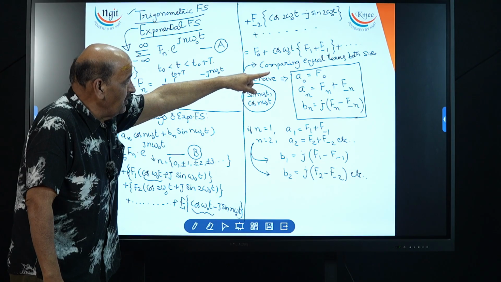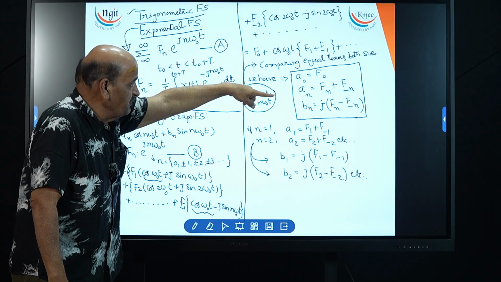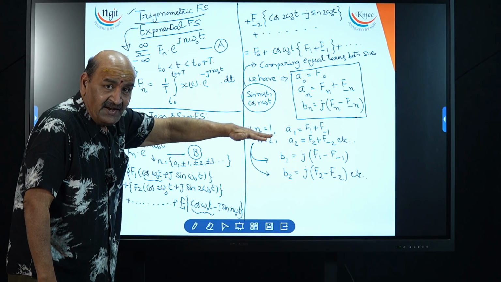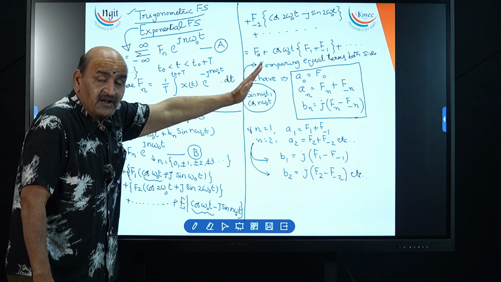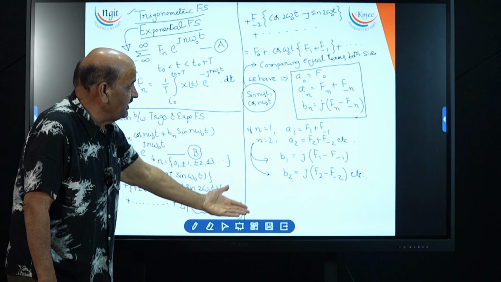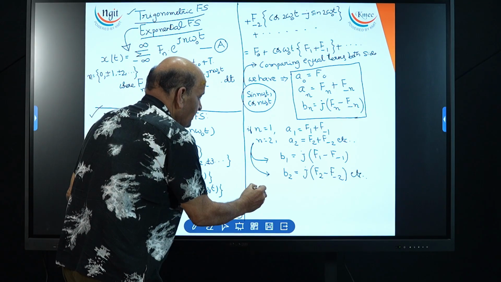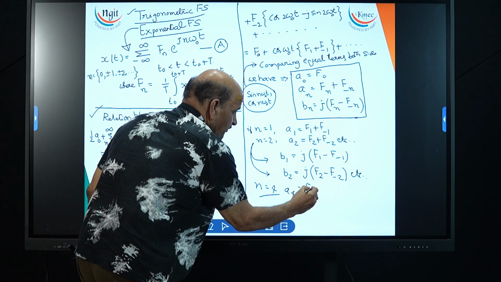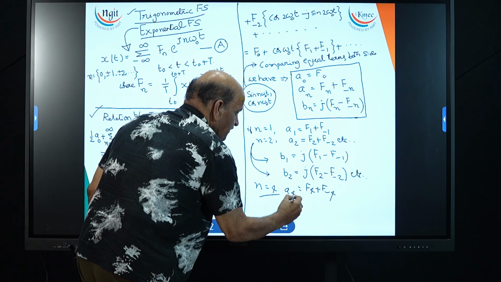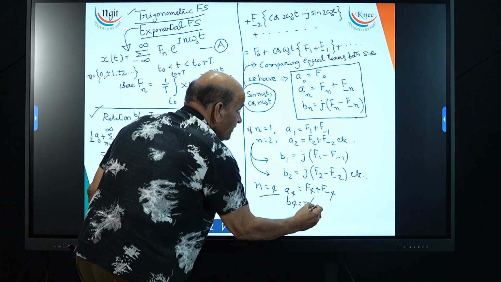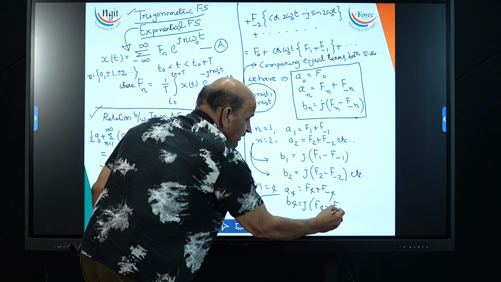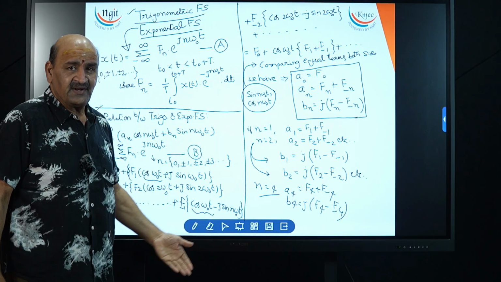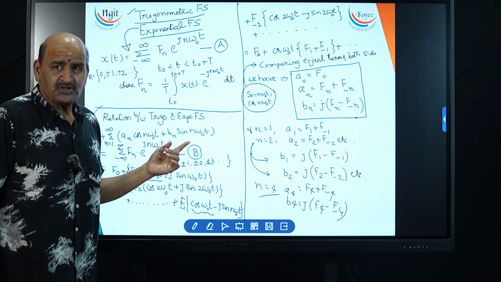Remember the representation: a naught equal to f naught, a n equal to fn plus f minus n. For bn, keep the imaginary number. That imaginary number is for sine terms. Without the imaginary number, the pure one is for cosine terms. For example, n equal to 4 means a4 equals f4 plus f minus 4. Similarly, b4 equals j times f4 minus f of minus 4. In this way, you are supposed to substitute the values in the suffixes. This is a very important relation between these two. Okay, thank you.